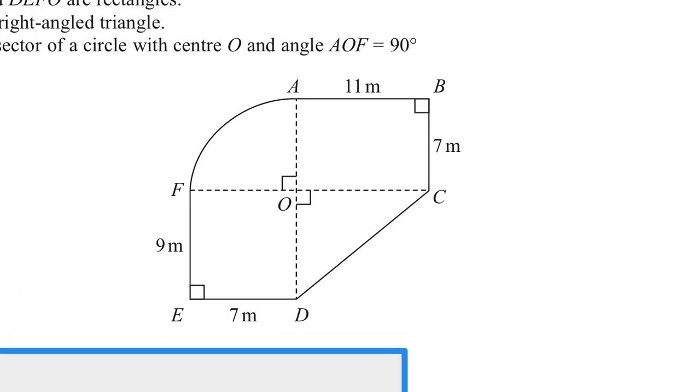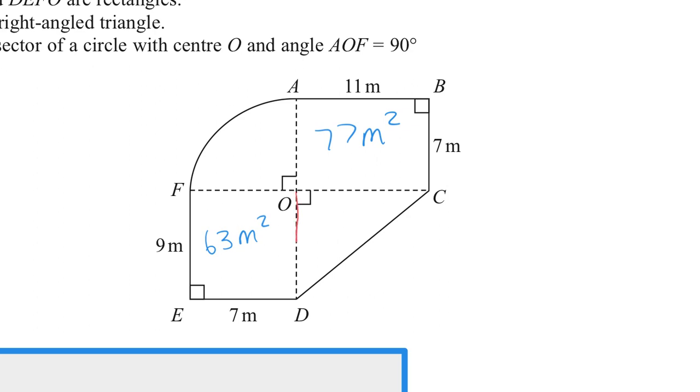They're easiest. So, this rectangle here, remember area of rectangle, you just times how wide it is by how tall it is. So 11 times 7. That is 77 meters squared. Easy start. Okay, and then we've got this rectangle here. That is 9 times 7, which is 63 meters squared. 2 done already.